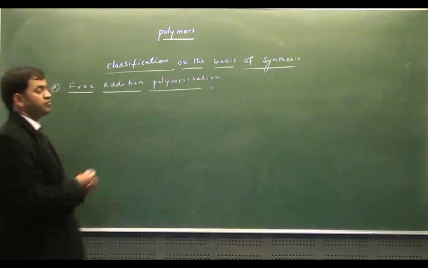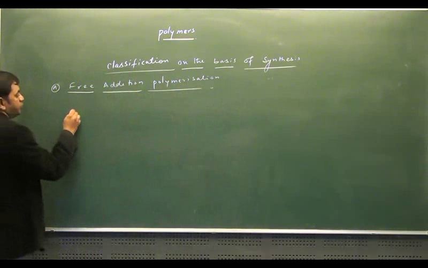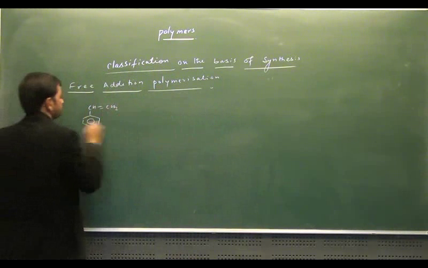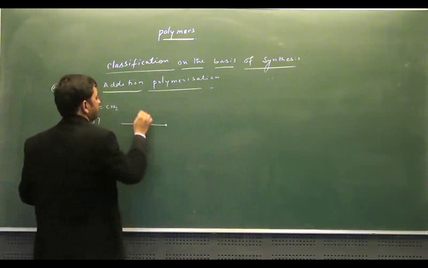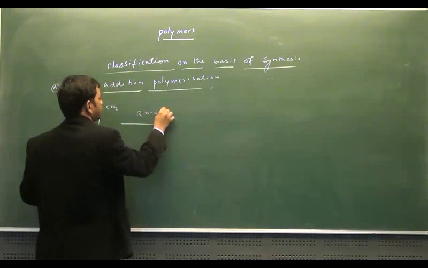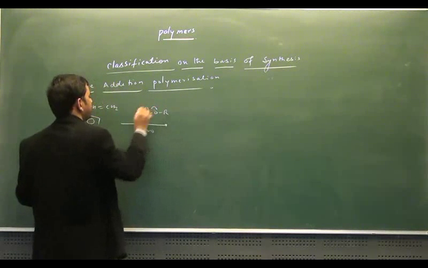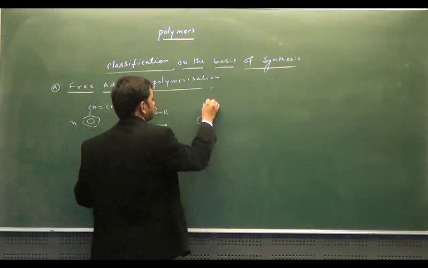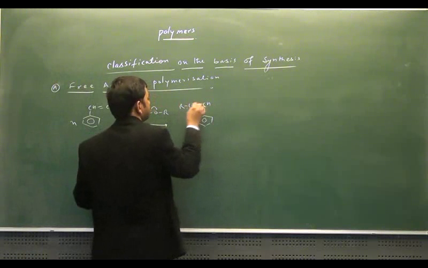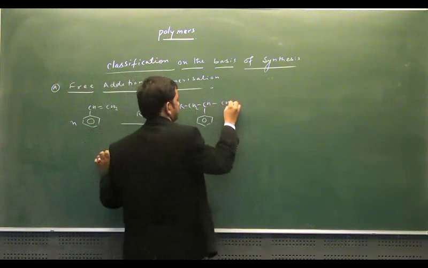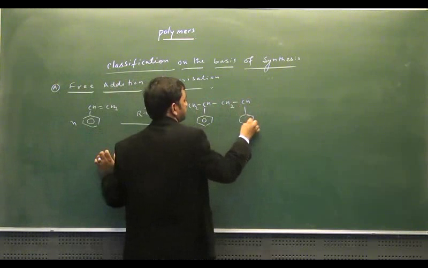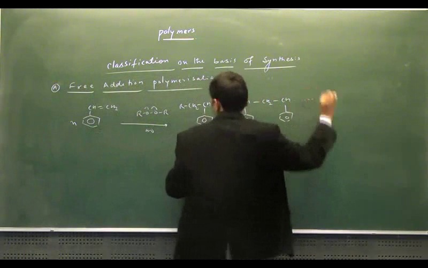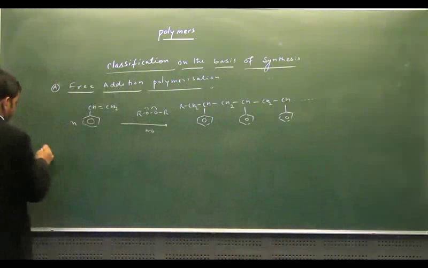Here the radical, suppose styrene, polystyrene, that is CH double bond CH2. The molecule in the presence of a radical like ROOR cleaves homolytically, forms the radical, and it gives the polymer. How does it give the polymer? So you see the mechanism.